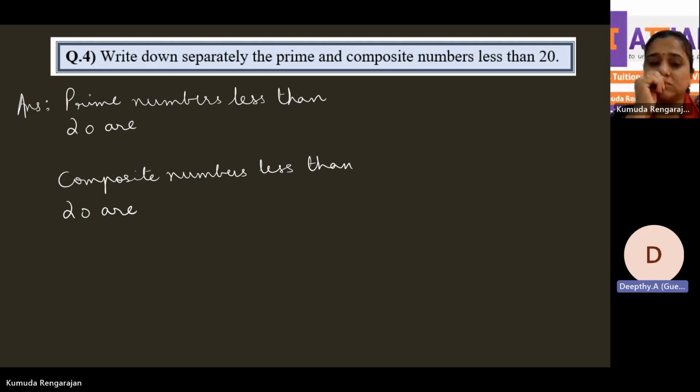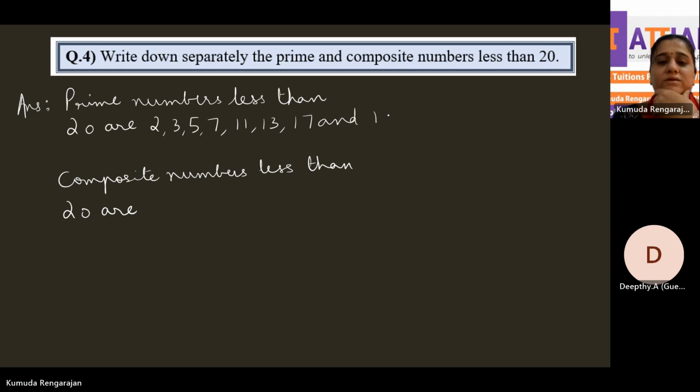Ma'am, I'm done. Read out the prime numbers. Yes, ma'am. Prime numbers less than 20 are 2, 3, 5, 7, 11, 13, 17, and 19. Correct. Very good. Yes, Tanya, composite numbers less than 20.